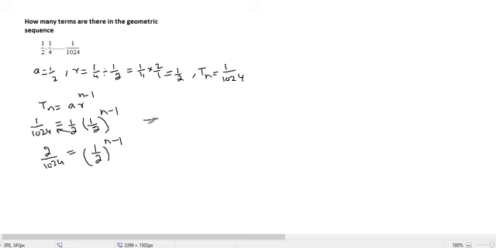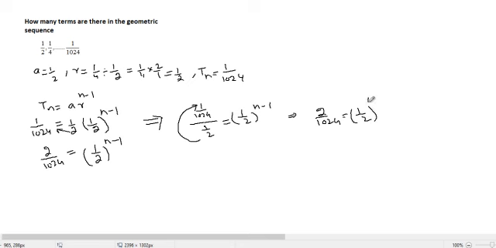Or we can do it another way by dividing by this 1 over 2 on this side, 1 over 1024 divided by 1 over 2. We can do it like this also. When we divide, this 2 will go up, multiplying with 1. So this will be equal to 2 over 1024 equals 1 over 2 whole power n minus 1. The best way is to cross multiply, because eventually with the other methods you will get the same answer.